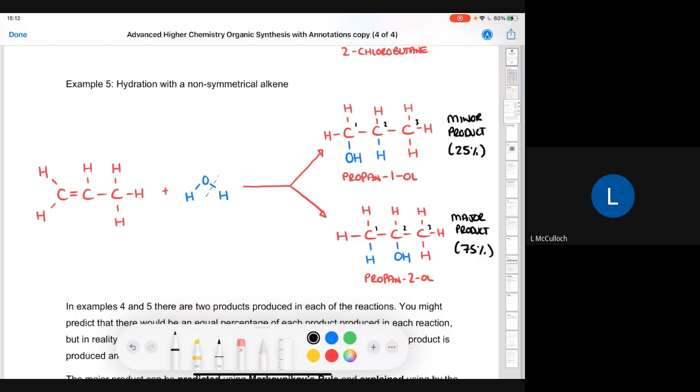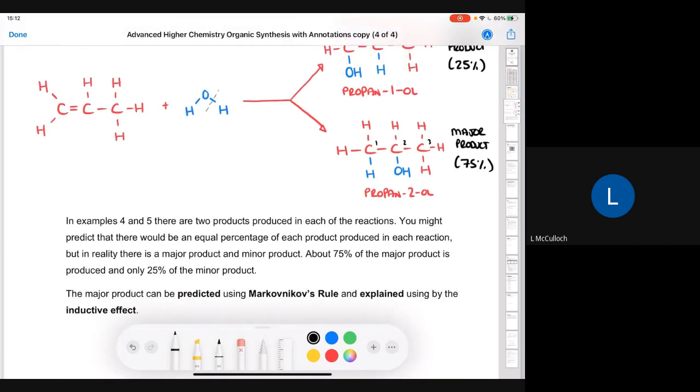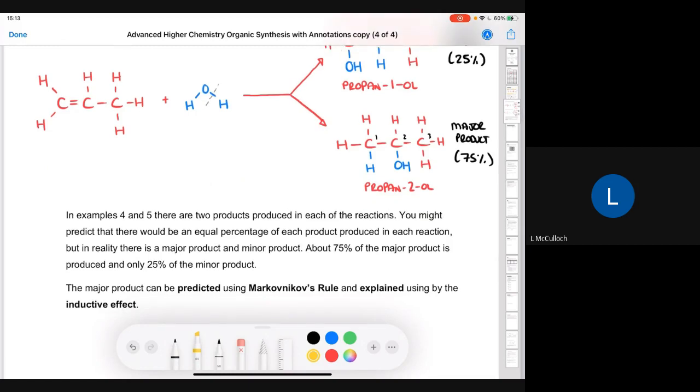Okay, so just to finish off, in examples 4 and 5, there are 2 products produced in each of the reactions. You might predict that there would be an equal percentage of each product produced in each reaction, but in reality, there is a major product and a minor product. About 75% of the major product is produced and only 25% of the minor product. So the major product can be predicted using Markovnikov's rule and explained by using the inductive effect.